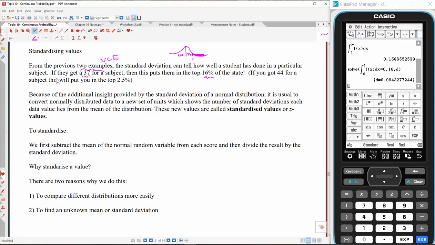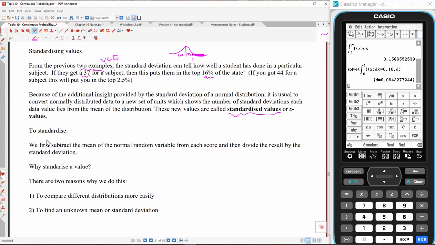If you got a 44 for a subject, that puts you in the top 2.5%. Okay, so that is 1 standard deviation more, which means that, yeah, you're really, really in the top section. Because of the additional insight provided by the standard deviation of a normal distribution, it's usual to convert normally distributed data to new sets of units which show the number of standard deviations each data value lies from the mean of the distribution. And what we call these are standardized values, or Z values. If you're in further maths, we call them Z scores.